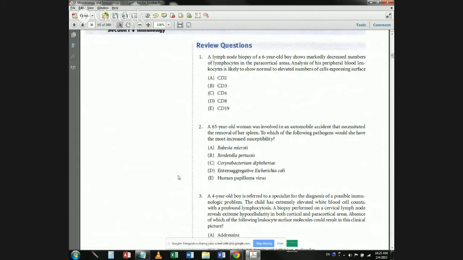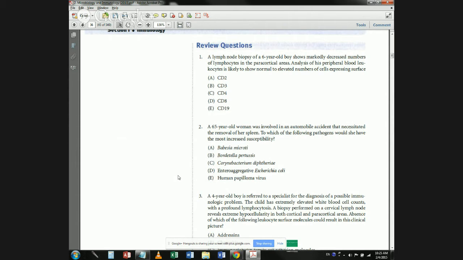Yowza. So she's not going to have very much good immunity. To which of the following pathogens would she have the most increased susceptibility? Well, in this case, it's going to be some kind of a blood pathogen that is cleaned up by T and B cells. So it's got to be a blood pathogen, I suppose.